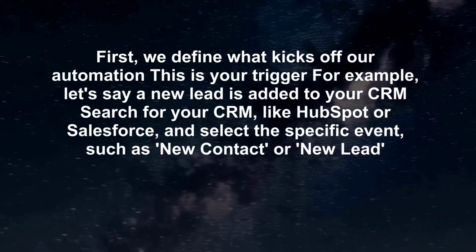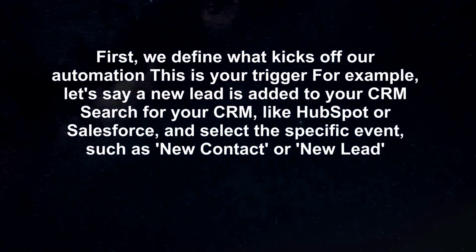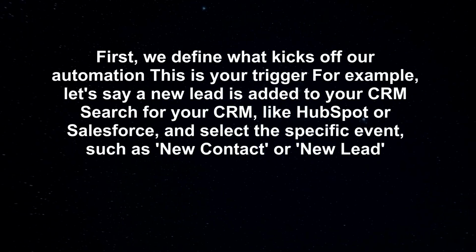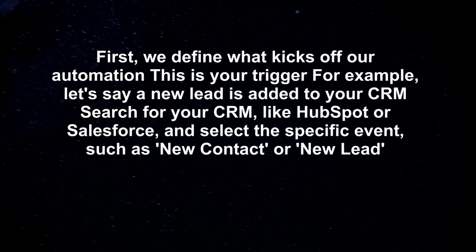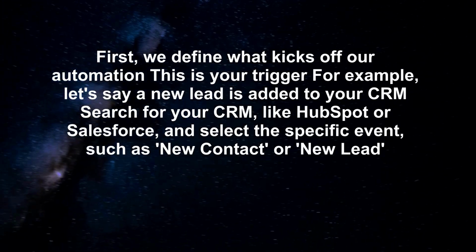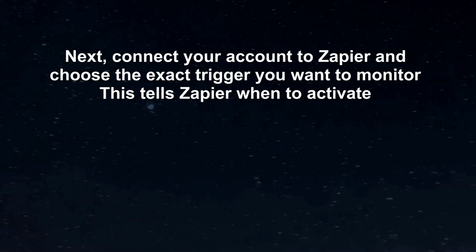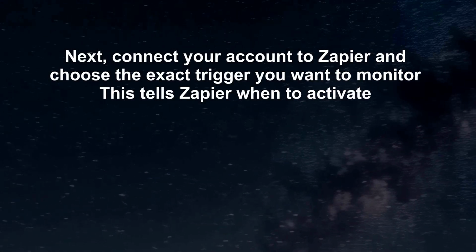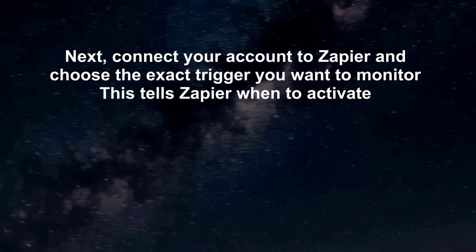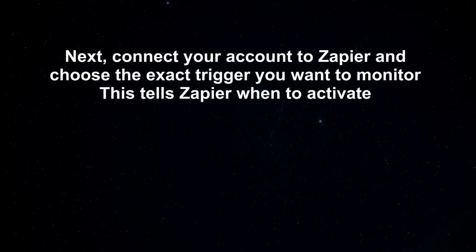First, we define what kicks off our automation. This is your trigger. For example, let's say a new lead is added to your CRM. Search for your CRM, like HubSpot or Salesforce, and select the specific event, such as new contact or new lead. Next, connect your account to Zapier and choose the exact trigger you want to monitor. This tells Zapier when to activate.